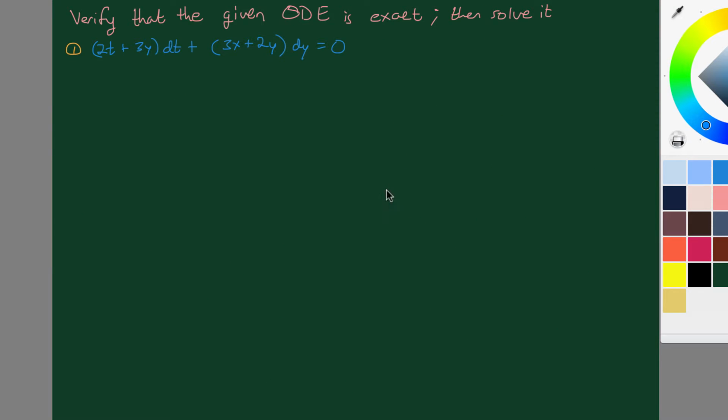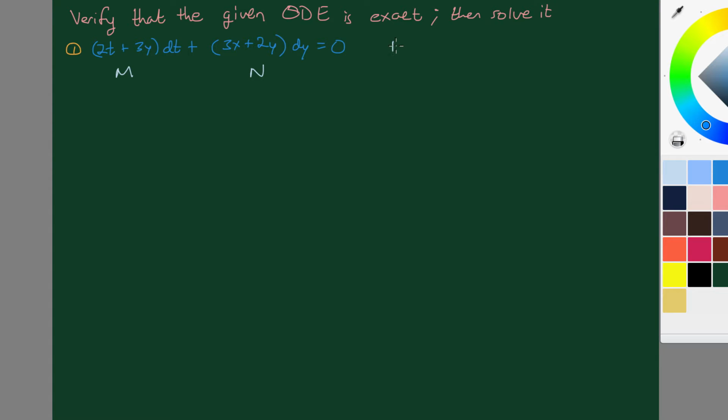Okay, so in this problem, we're supposed to verify that the given differential equation is exact, and then we're supposed to solve the differential equation. Okay, so if you remember, the first thing we want to do is check to see if the equation is exact. This equation is already given to us in the standard form, right? M dt plus N dy is equal to 0, right?